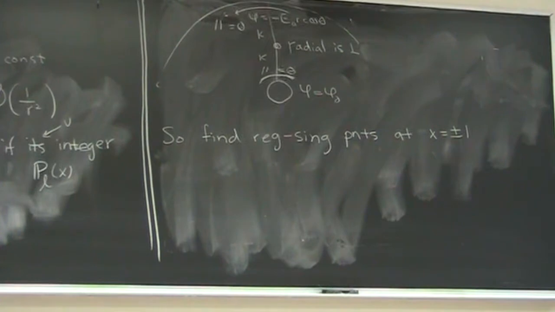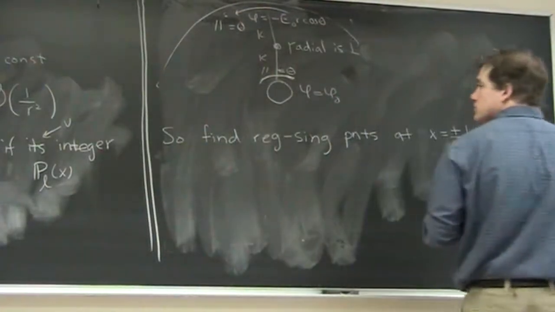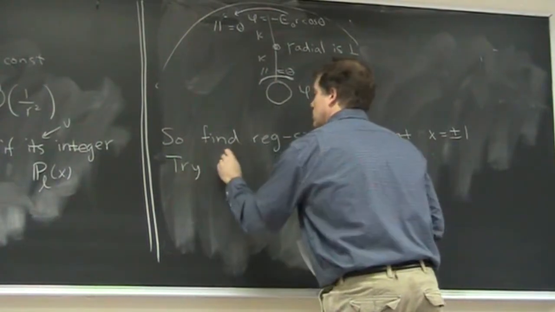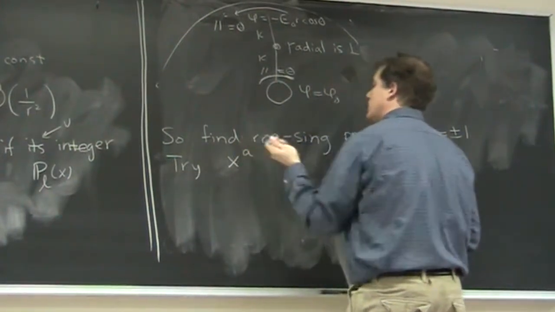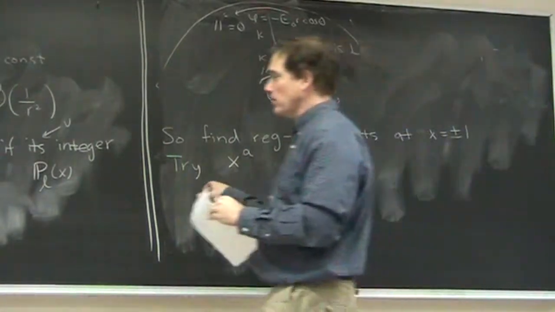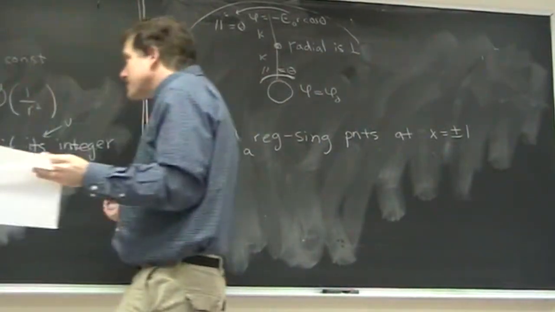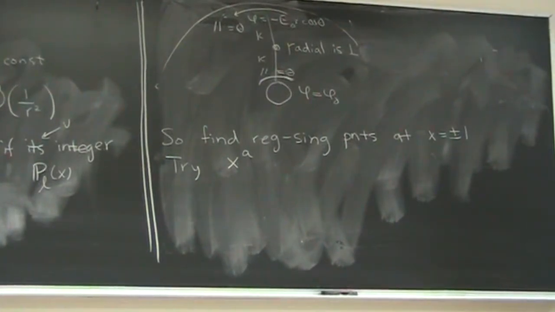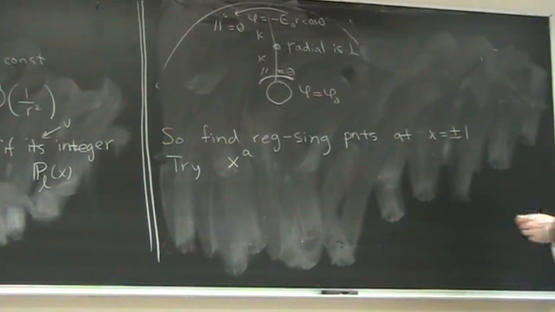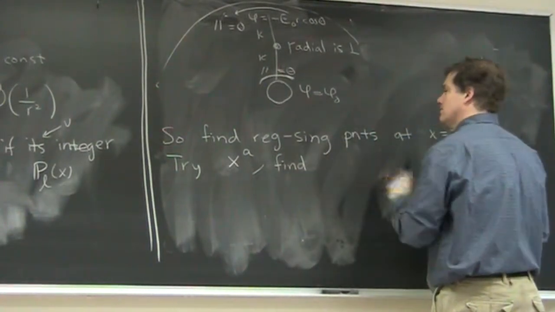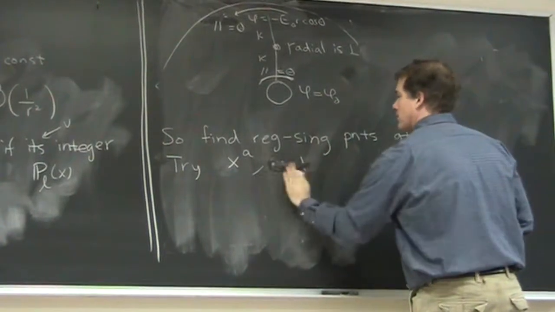Typically the way you do this is you substitute a solution, try some x to the power a, and you solve for the power a near the singular point. So it's a typical procedure. In this case, if you plug it in, you'll get what's called the indicial equation, and you'll solve for a.